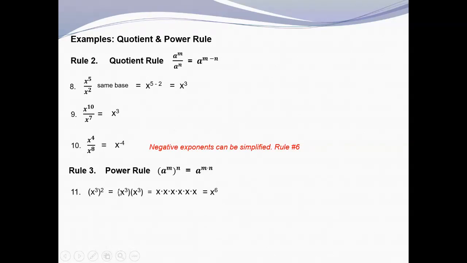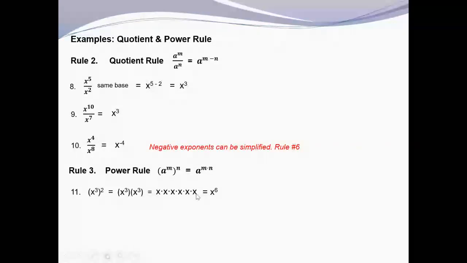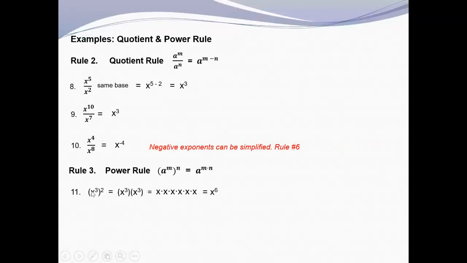So eventually, this x cubed squared is the same thing as x cubed times x cubed. And then if you expand them, it will be x times x times x times x times x times x, 6 times, right? Or you can go from here to the answer. But here, I'm just showing you that there's different ways to get the same answer. Okay, but we're going to be applying the rules, right? x cubed to the power of 2 will give us x to the 6th power.